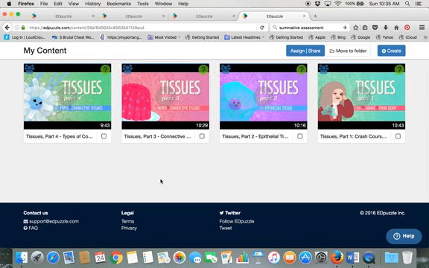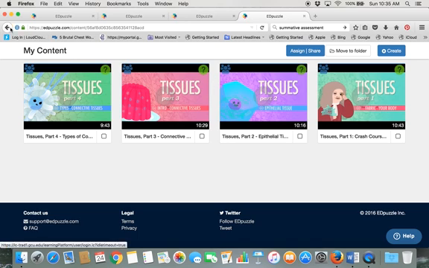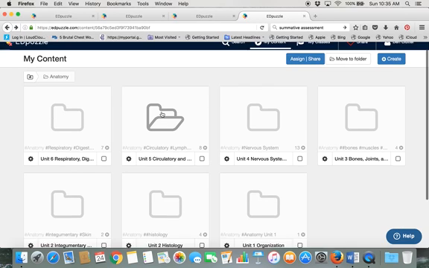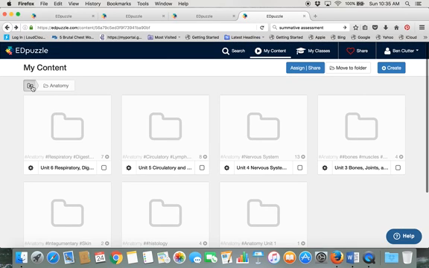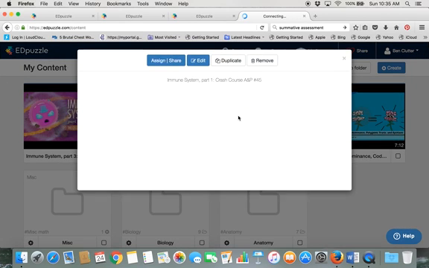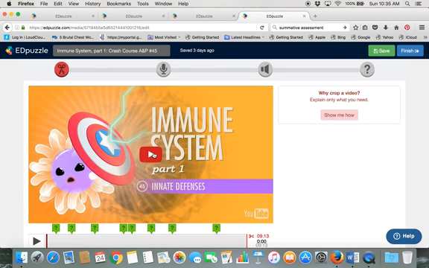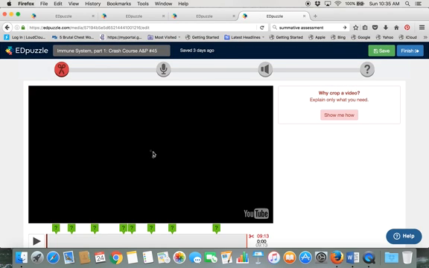For example, I can go in here and look at histology and see that I have these 4 different parts, and that I can actually click on that and then edit it. If I go back here, let me go to a video that I've not assigned out yet. I haven't assigned these ones out yet, so I can actually click on it, and it starts playing the video for me.